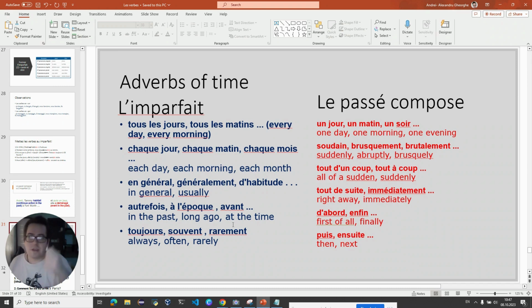However, if you use something like one day, one morning, one evening, un jour, un matin, un soir, or suddenly, abruptly, brusquely, soudain, brusquement, brutalement, tout d'un coup, all of a sudden, tout à coup, suddenly, tout de suite, right away, immédiatement, which means immediately, or d'abord, enfin, which are usually used in opinions or relating past events in a sequential manner. First of all, something happened, then something else happened, and finally I arrived somewhere, right? And then we have puis and ensuite that we've seen, then or next. Then you would use the passé composé.